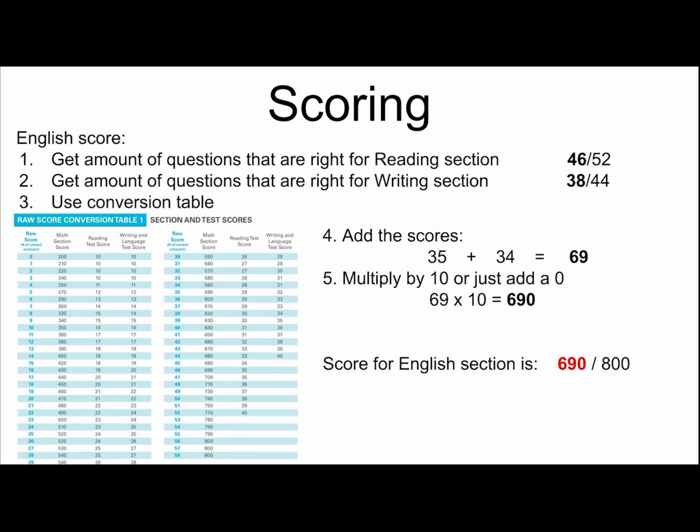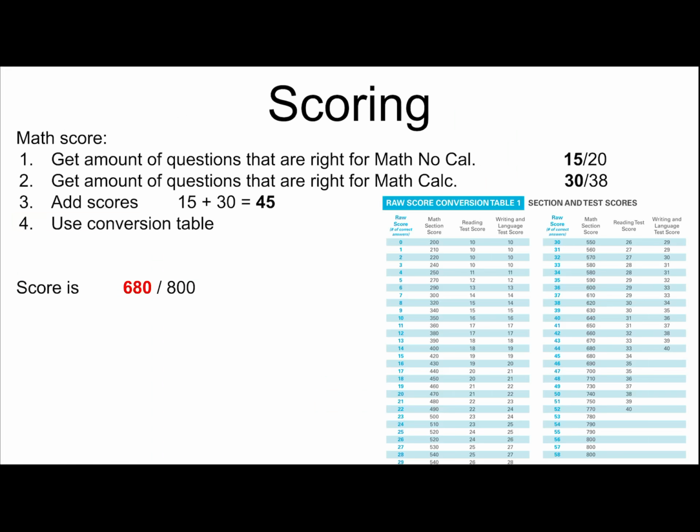For the math section, or the math score, you do something similar, except you don't have to add the scores or get separate conversion scores, because there are fewer questions in the math sections, so it's easier. So you get the number of questions that are right for the math no calculator section. Let's say, hypothetically, you got 15 out of 20. And then you get the number of questions that are right for the math calculator section. Let's say, hypothetically, you got 30 out of 38.